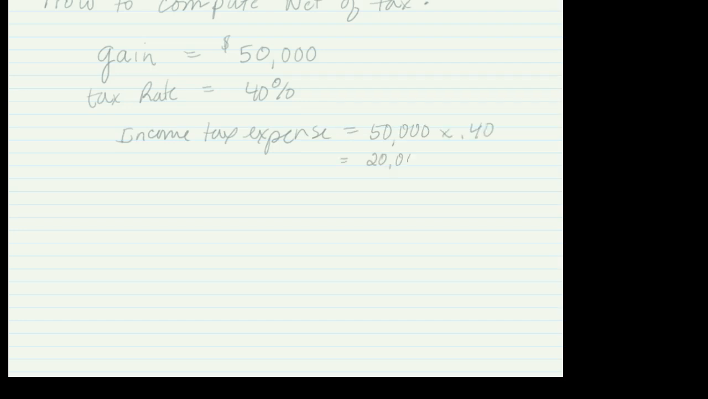Well, let's start with the overall gain. In our example, we're going to say we have a gain of $50,000. Now, there's a tax that goes with that. The tax rate is 40%. So if we're going to have a gain of $50,000, the income tax associated with that is going to be an income tax expense. So let's solve for that first. Simply, we're taking the $50,000 of the gain, multiplying it by the 40%. That ends up being $20,000.